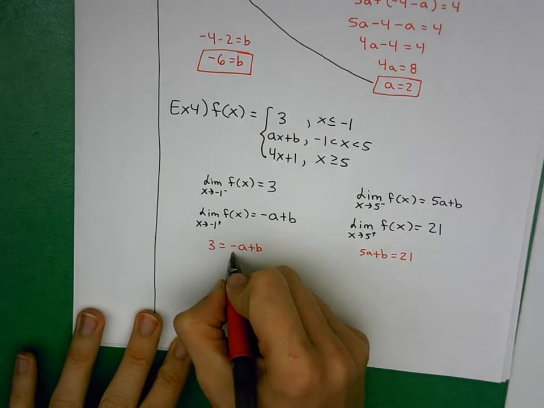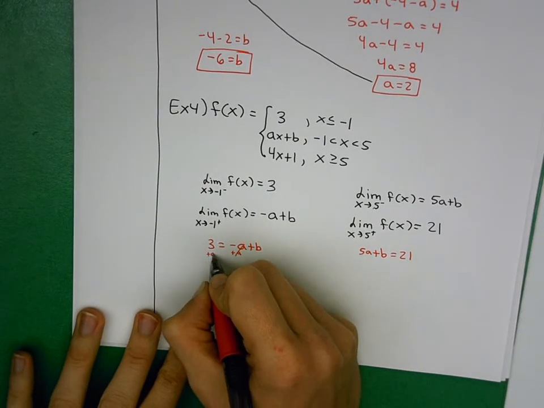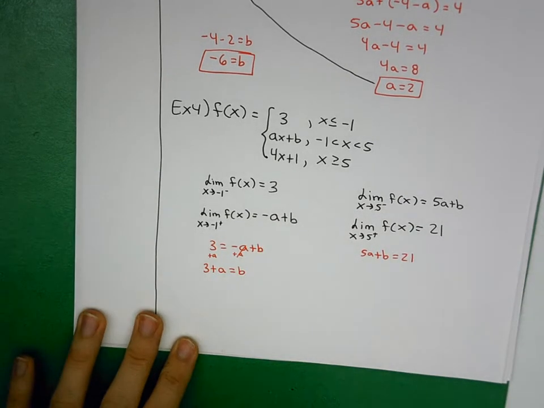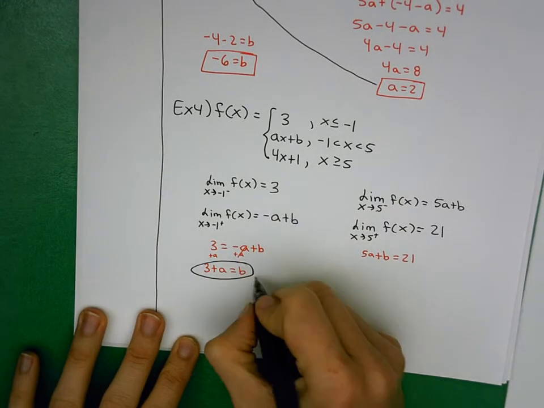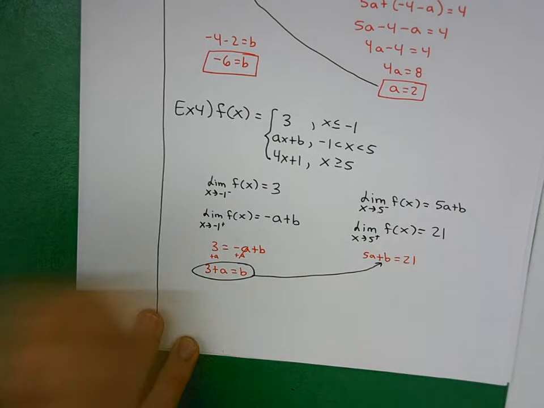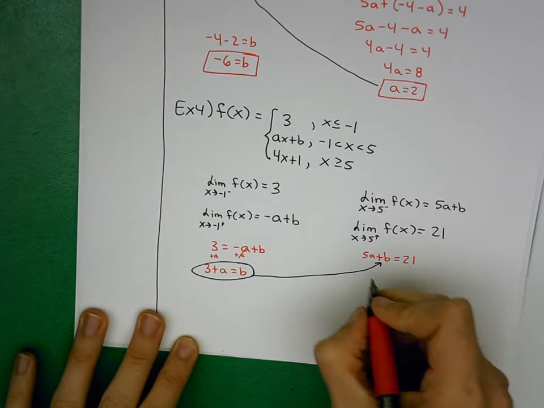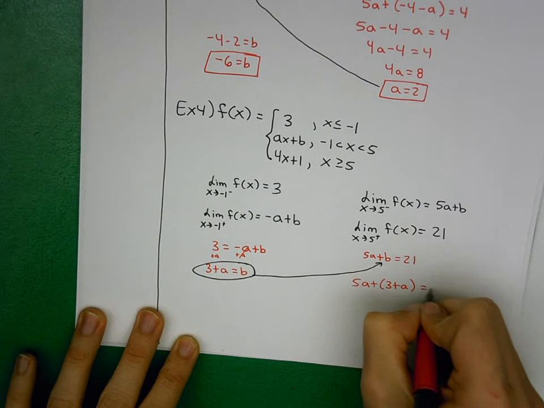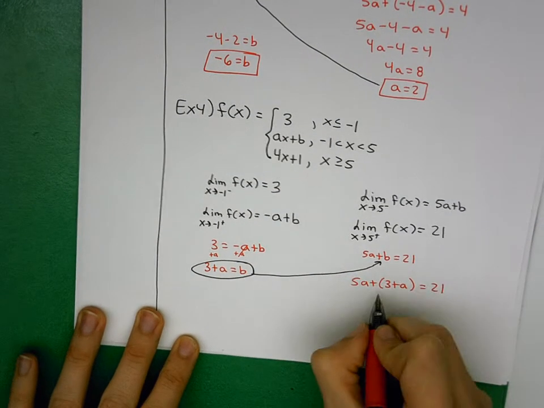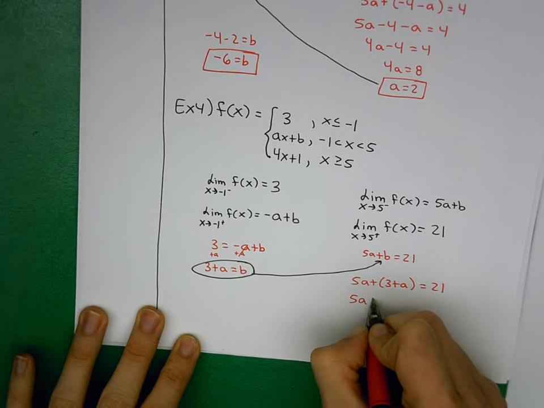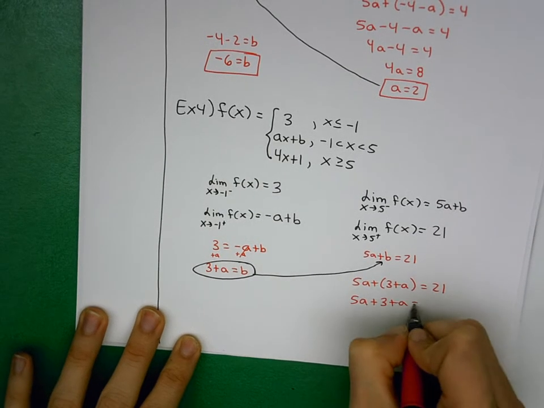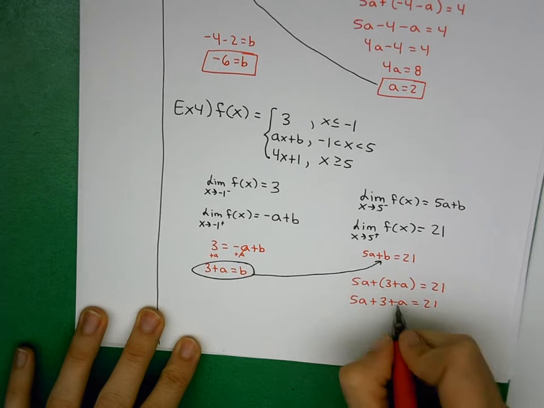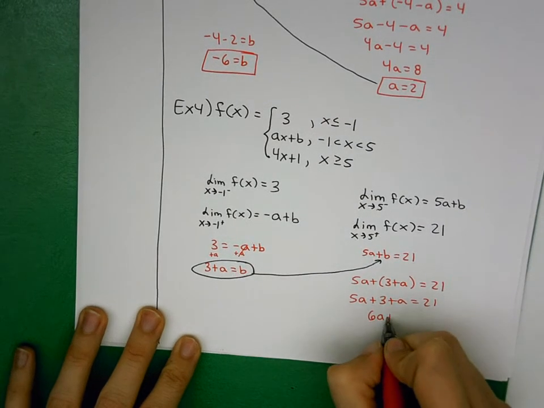I'm going to do substitution by adding this a over here to get 3 plus a equals b. So now I can substitute this equation in over here. 5a plus not b, but 3 plus a equals 21. Distributing if I needed to, I'd have 5a plus 3 plus a. I don't need to distribute in this case, so I can just drop the parentheses. 5a plus a is 6a.